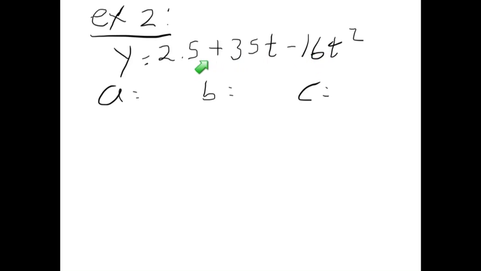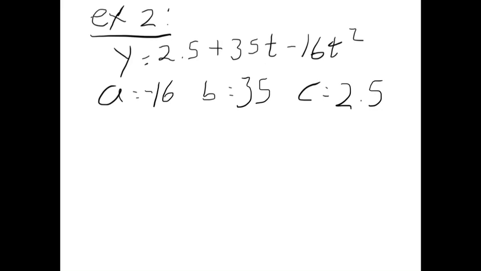It's important that you don't fall for the trap where you just think that A is the first thing, B is the second thing, and C is the last thing. It doesn't matter what order they're in, it matters what variable they're connected to. So in this case, A is negative 16. It's the number that's attached to the t squared, not the first one. B is 35, because it's with the t variable, no exponent on the variable, and C is 2.5.